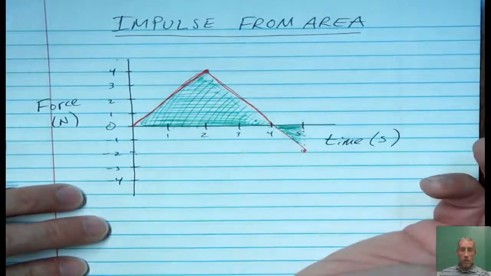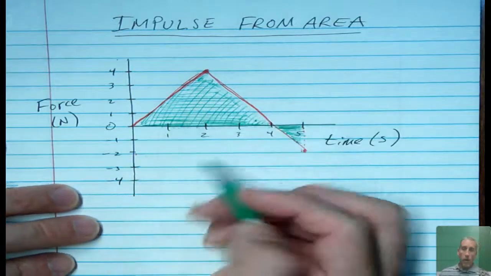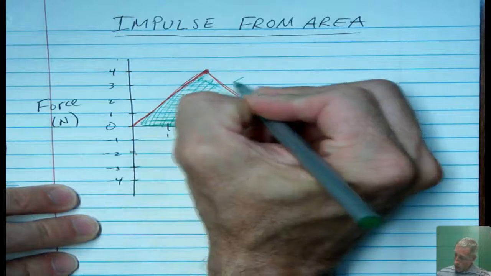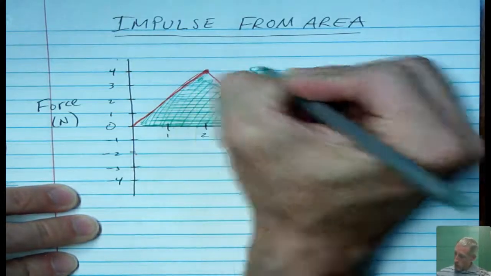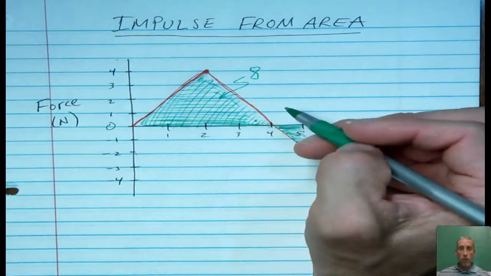We just need the area of this triangle. So we have a base of 4, a height of 4, and the area of a triangle is 1/2 times the base times the height. So I usually have my students just indicate an area of 8. That's for this upper part. But don't forget to put your units down.